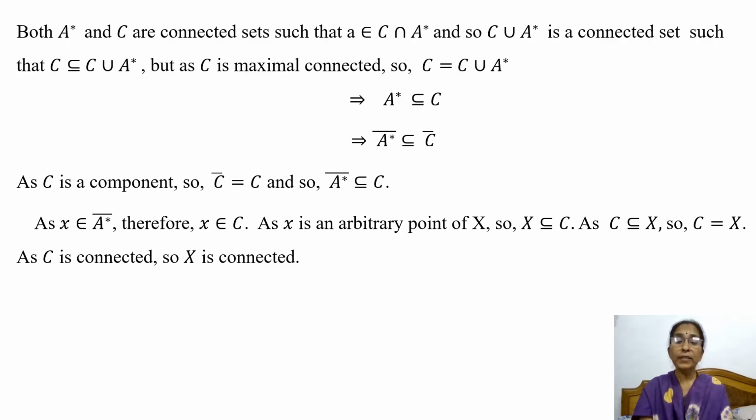As C is a component, C closure must be equal to C, and so we can say that the closure of A star is contained in C. As we have shown that x belongs to the closure of A star, from this we can say that x belongs to component C. As x is an arbitrary point of capital X, we can say that every point of X is contained in C, and so capital X is contained in C. As C is a component, C is contained in X, and so we have the equality, that is C is equal to X. As C is connected, X is connected. Thank you.